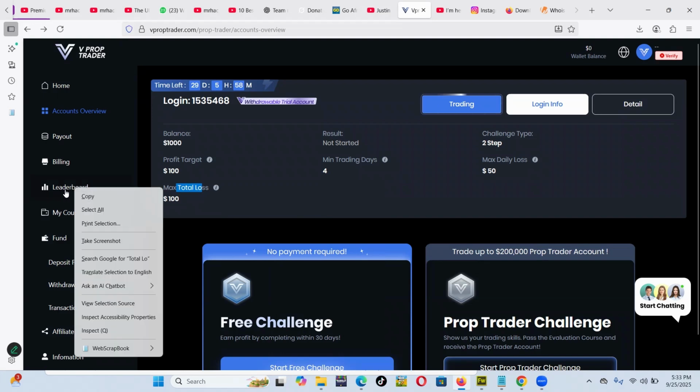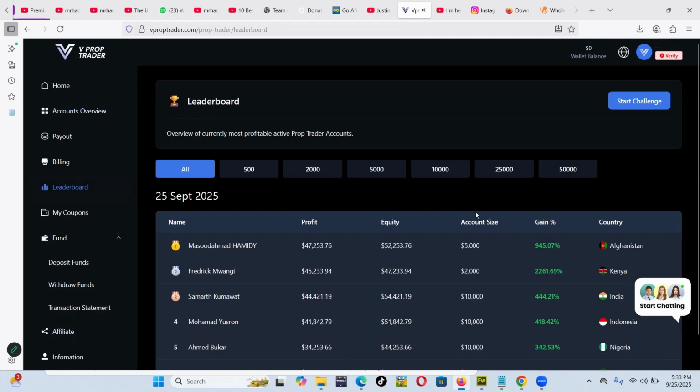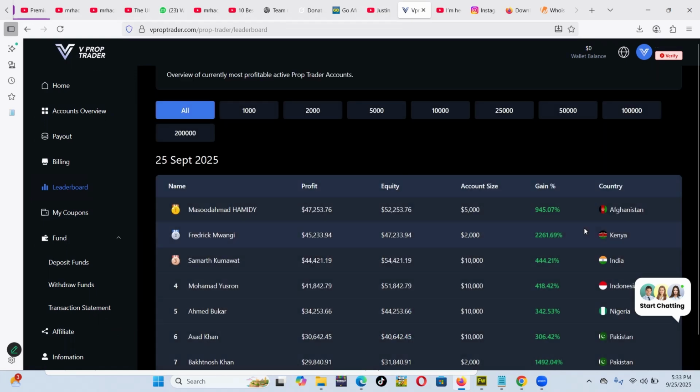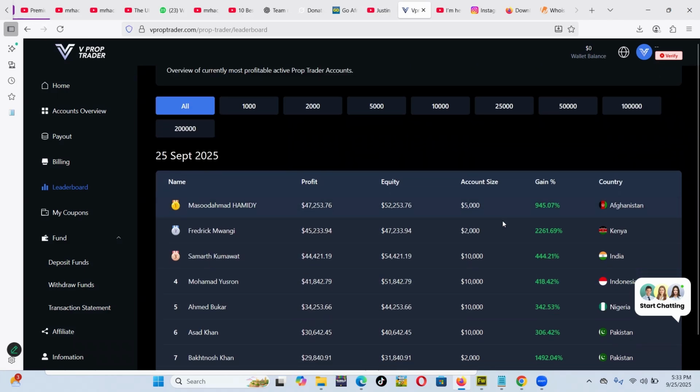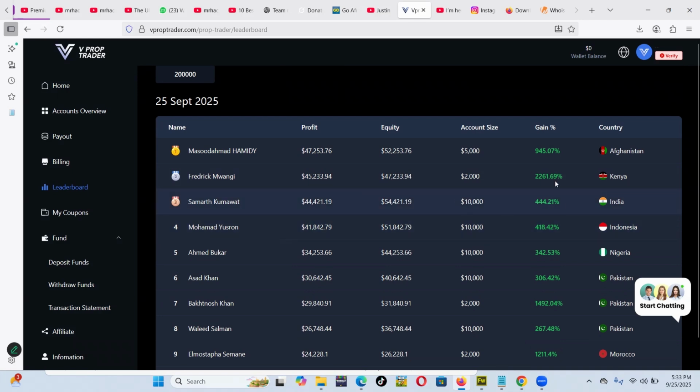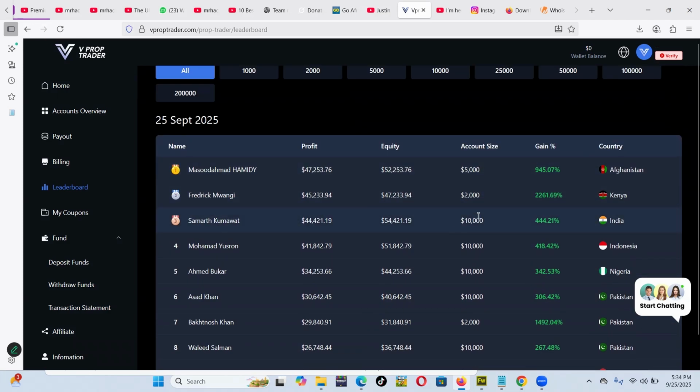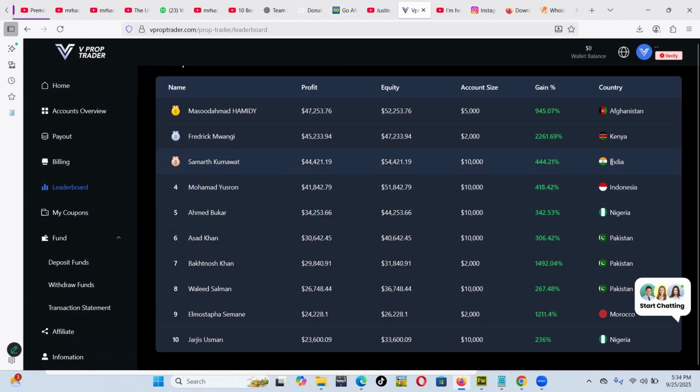The leaderboard: I was shocked to see a lot of Kenyans. Here I can see Afghanistan, I can see Kenya. I don't see Uganda. It seems Ugandans don't really do trading. This tells me this platform is really legit, because most of the fake platforms, if you sign up from Uganda, they make the users look as if they're coming from your country, which is not true. But I don't see Uganda here. I can see Afghanistan, Kenyans, India, of course, India is everywhere, Nigeria, Pakistan, all that stuff.